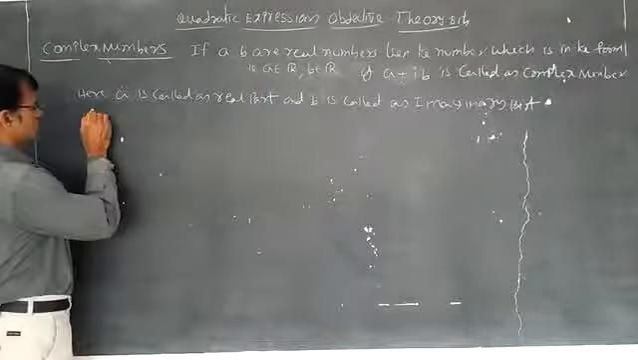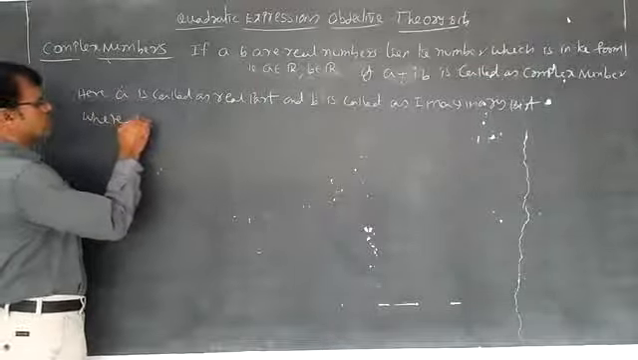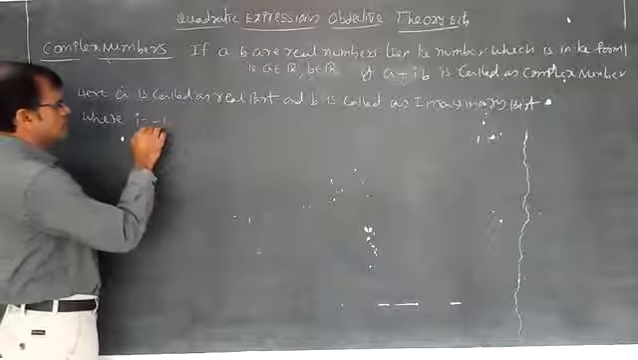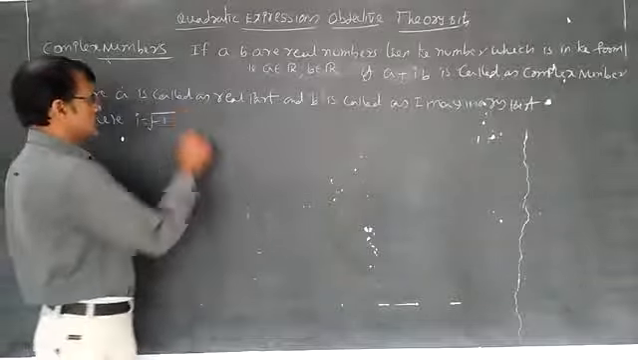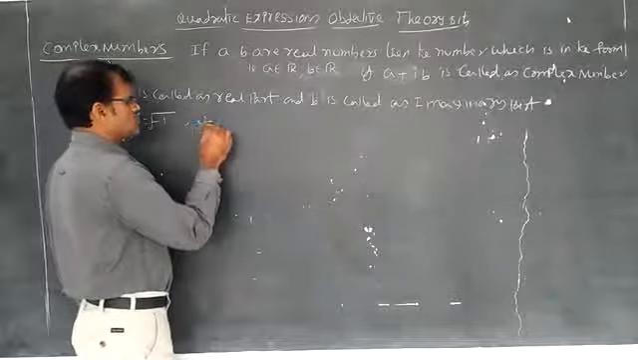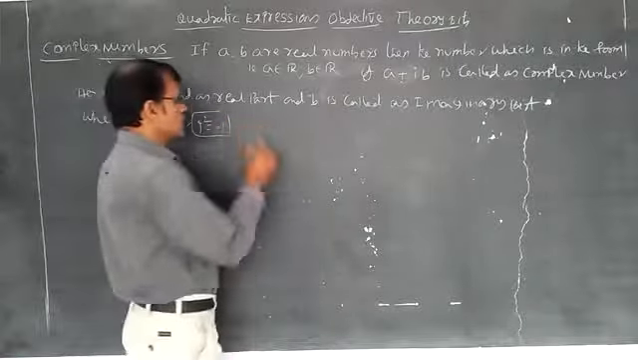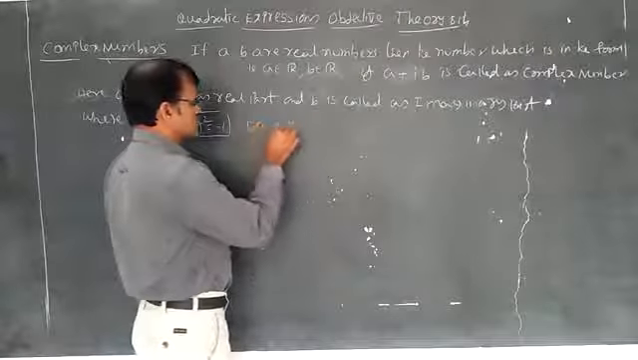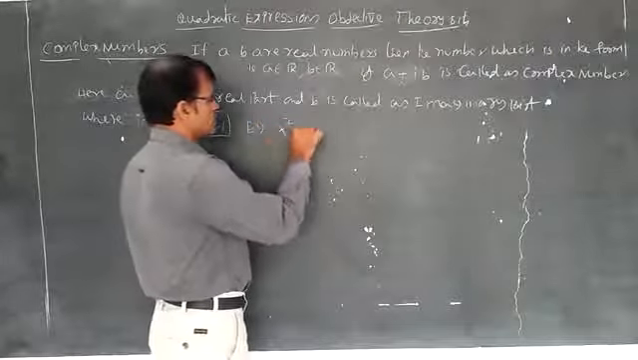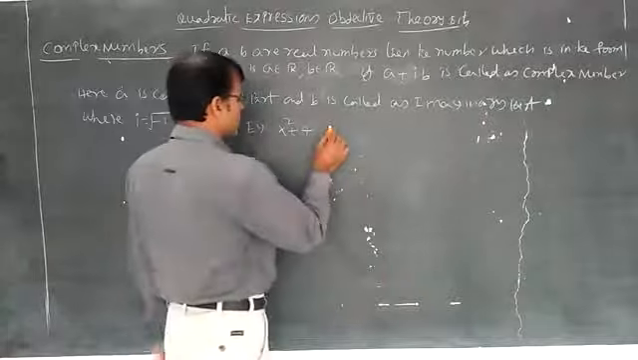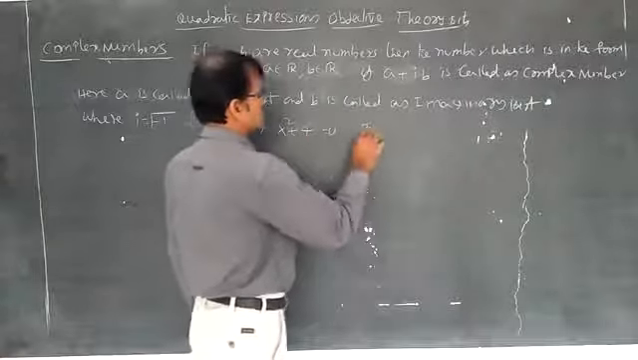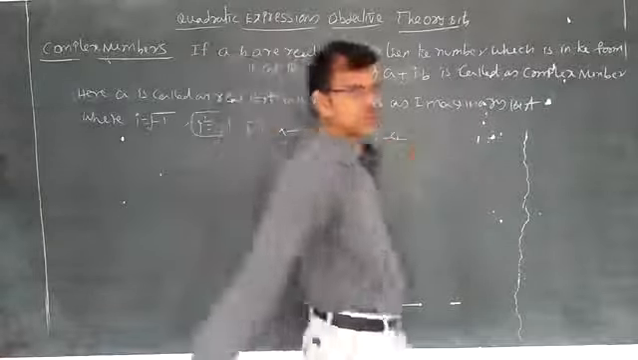Where i is equal to root of minus 1. That means i square is equal to minus 1. To calculate, I am discussing an example with you. Example: x square plus 4. If x square plus 4 is equal to 0, x square is equal to minus 4.